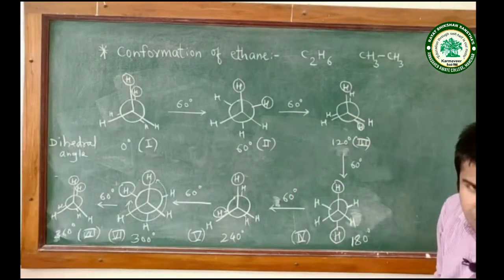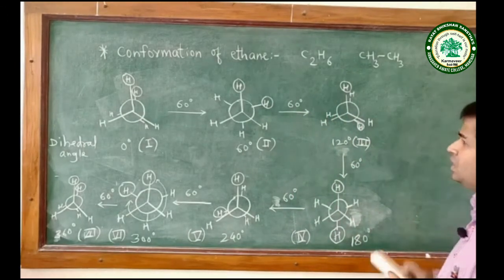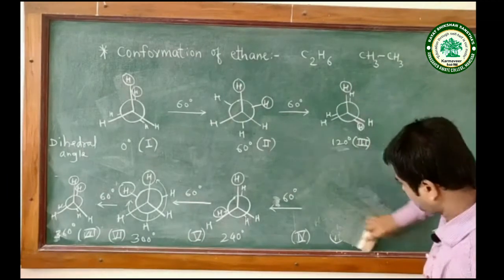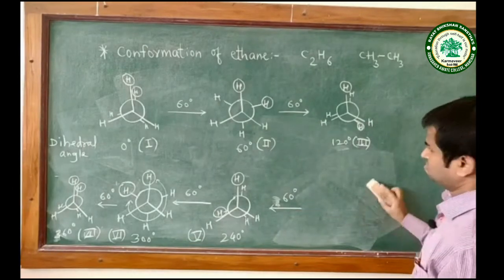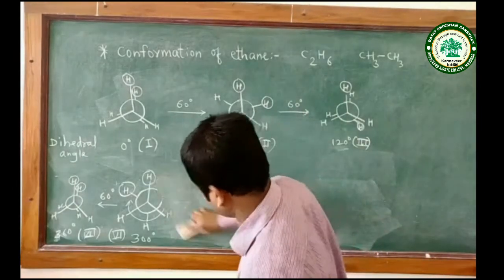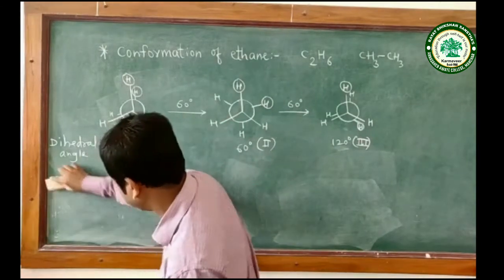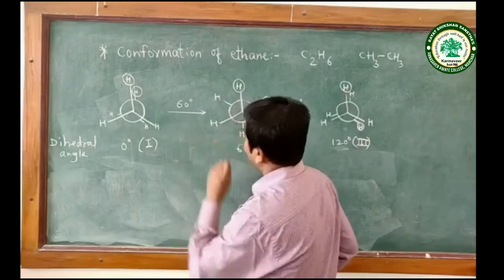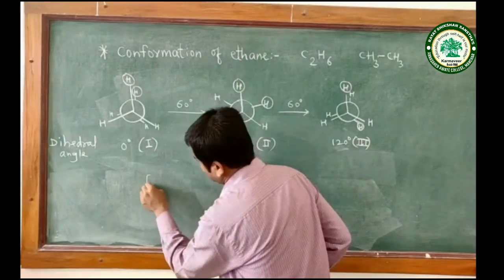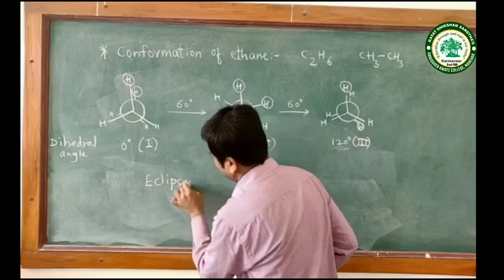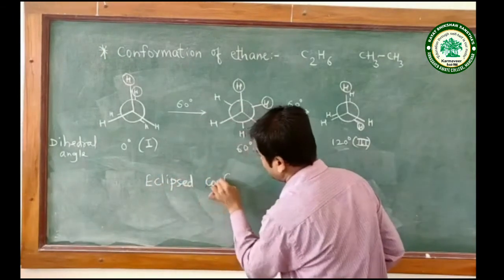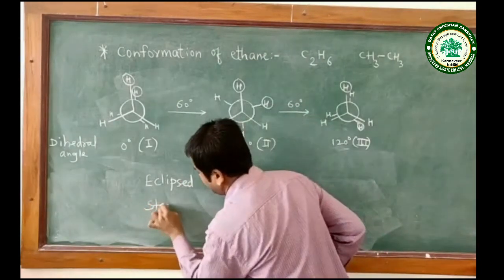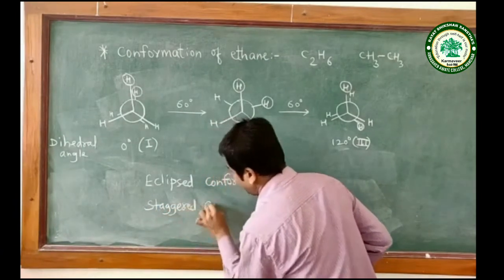So, are you getting this? Okay. So I rub this part. Okay. Now in this conformation of ethane, we obtain two types of structures: eclipse conformation and staggered conformation.